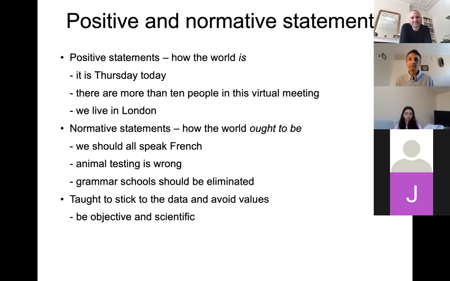That's another normative statement. And within our studies, school, colleges, and also to some extent universities, we are taught to stick to the data, stick to the evidence, and avoid value as much as possible. Try to be as objective and scientific as possible. That's the usual way in which we undertake social science. There are positive statements, there are normative statements, and by and large, we should stick to the former, i.e. how the world is. Ensure that your research is evidence-based. The policy that you're recommending is based on evidence, data, and not on some values. Leave the values to philosophers, right? You are social scientists, objective, be rigorous, interrogate your data.